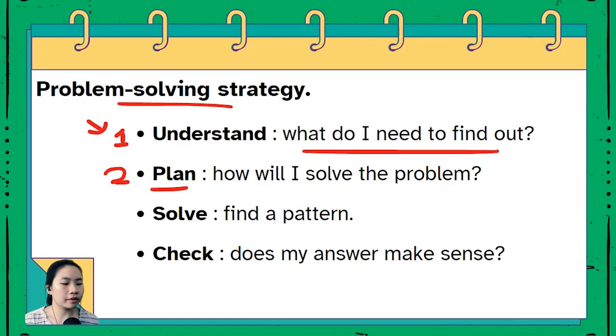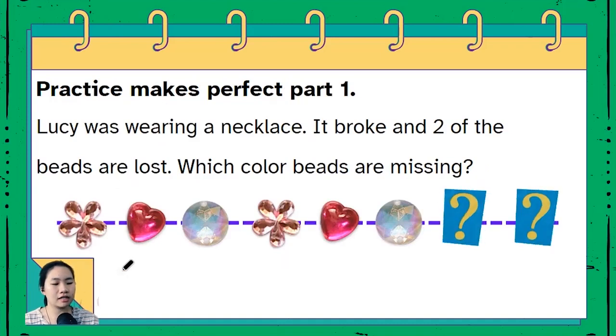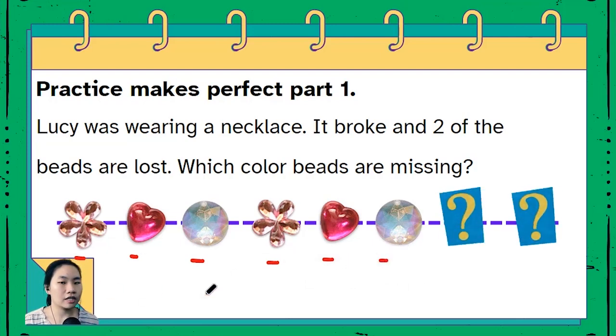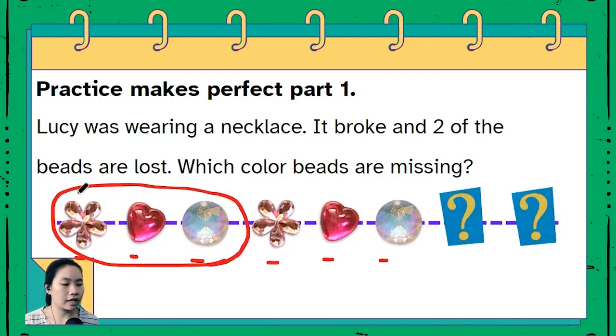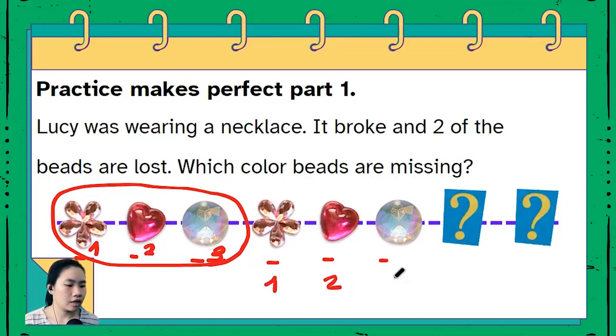The next step is to plan. How will I solve the problem? Once again, pattern unit and assigning numbers to the objects within the pattern unit. We have this flower right here, then a heart, and a circle, and a flower. One more time, heart and then circle. There's obviously a pattern unit. What do you think the pattern unit is? It is flower, heart, and then circle. That is our pattern unit, and I will assign the numbers: 1 for flower, 2 for heart, and 3 for circle. 1, 2, 3. 1, 2.